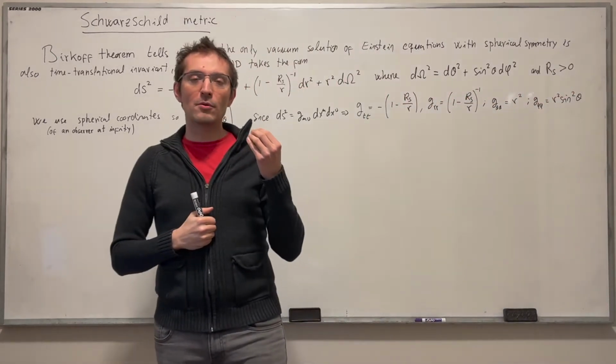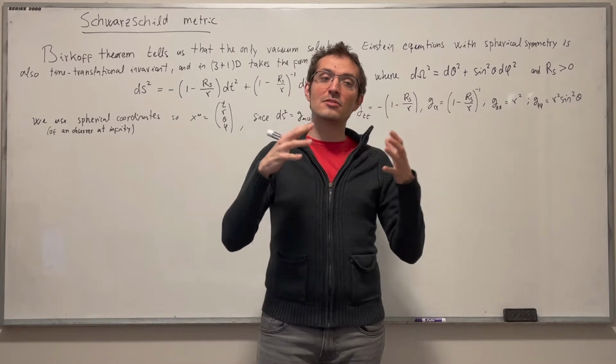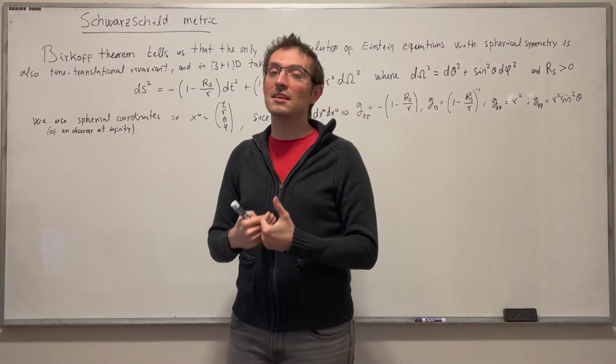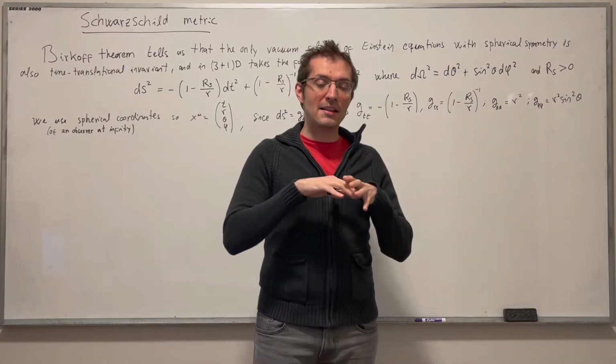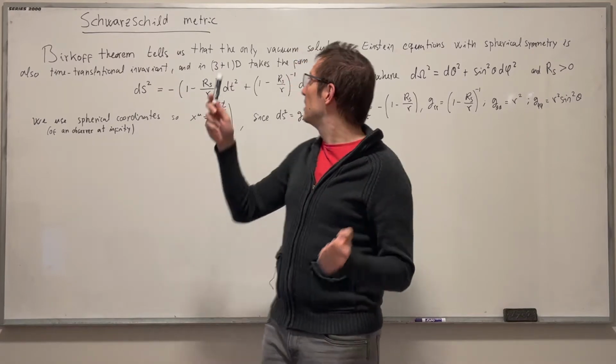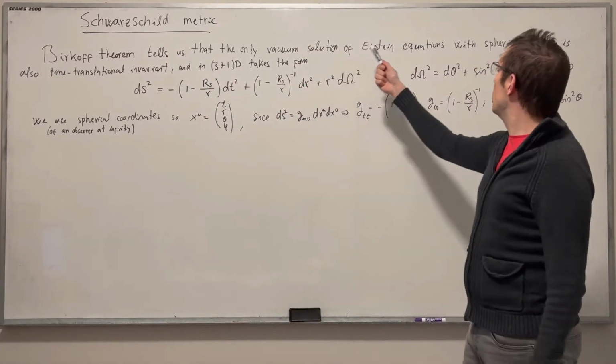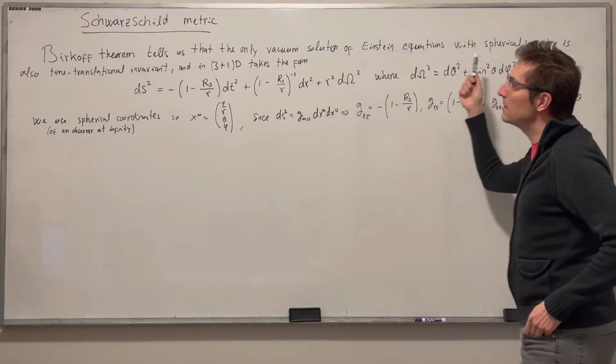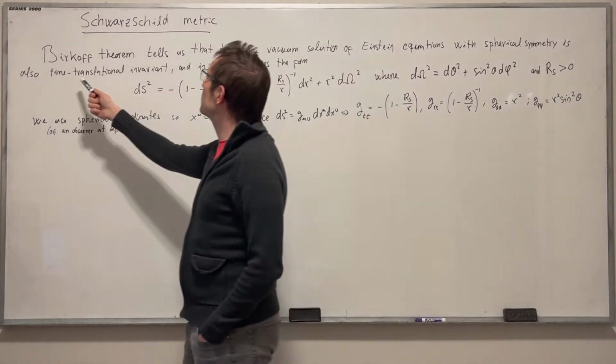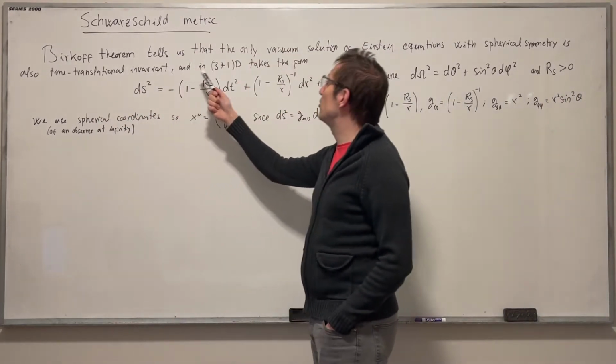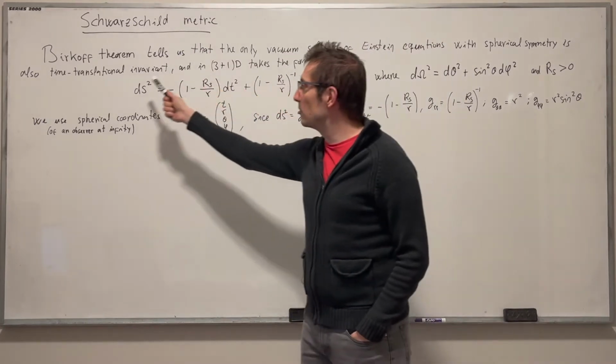Anyway, Birkhoff's theorem tells us that the only vacuum solution of Einstein's equations, where vacuum solution means solutions of Einstein's equations in areas of spacetime where the stress energy density is zero, so in the absence of stress energy density, the only vacuum solution with spherical symmetry, which is also time translation invariant, in 3+1D takes the following form that I wrote here.